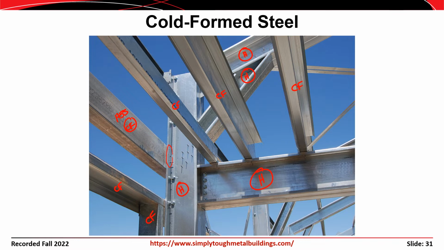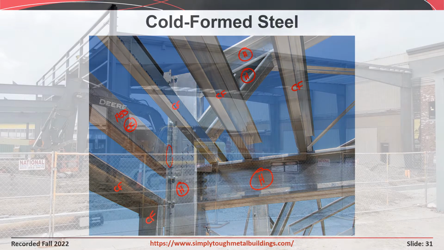Basically, cold formed steel to a large extent is used to replace members that would conventionally have been made out of wood. It's lighter than an equivalent wooden shape and is also more durable as well. It doesn't rot. It's not susceptible to termites and things like that.